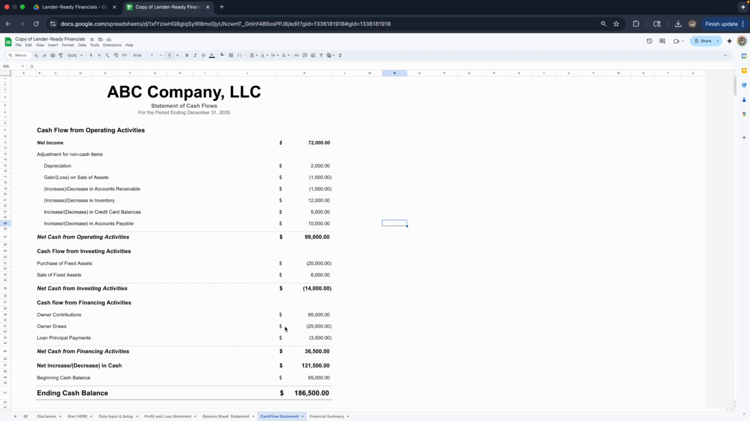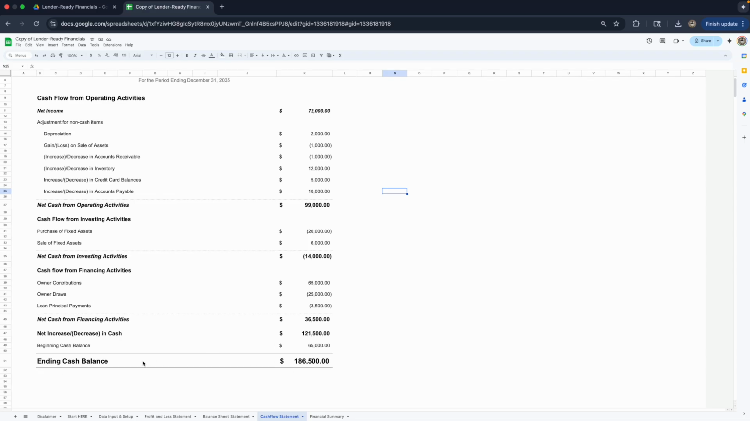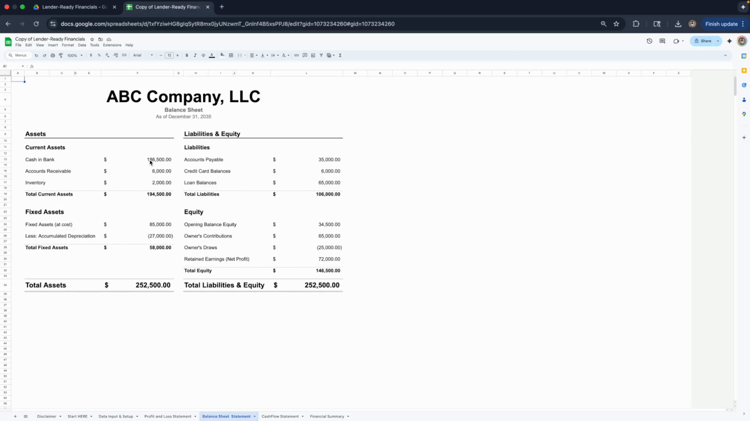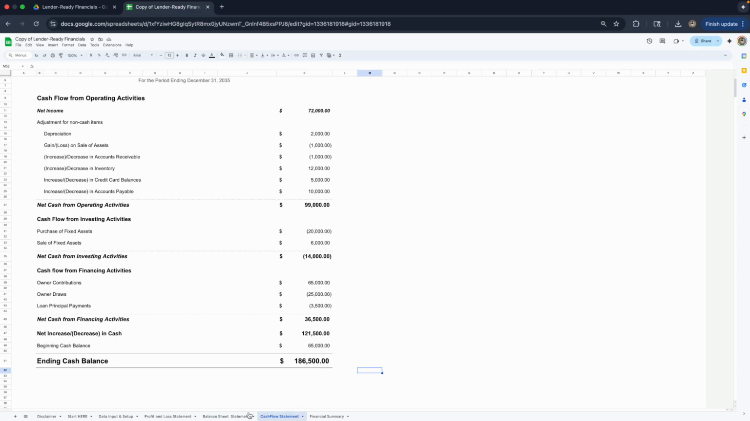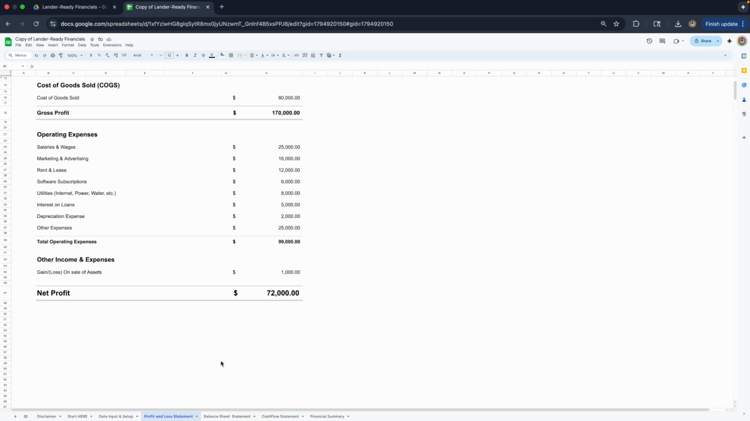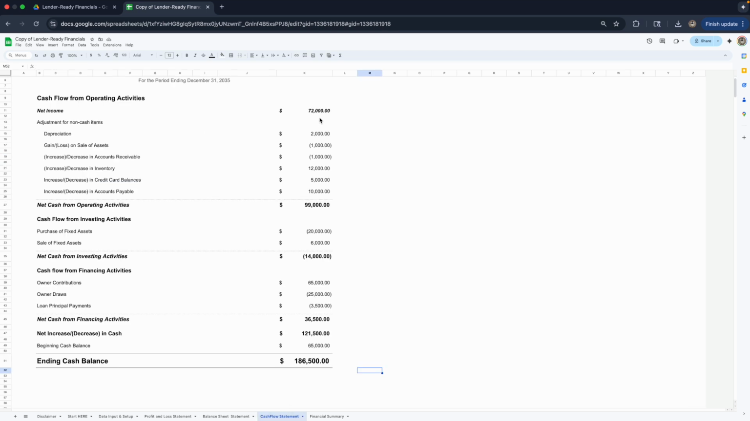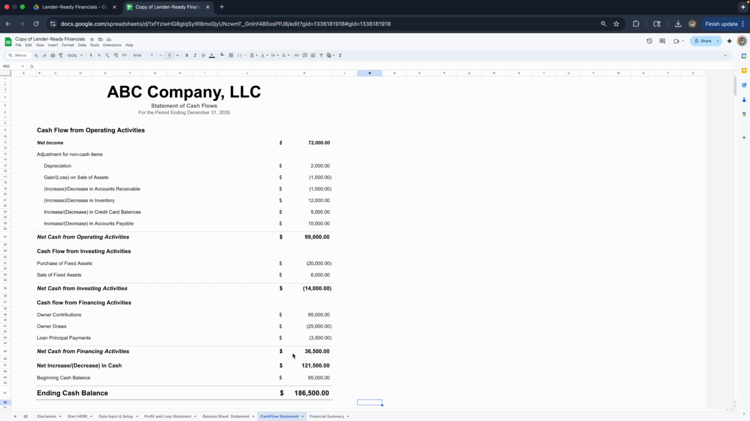So it creates the financial statements for you automatically. And as you can see, I want to point out, just look at this ending balance here, 186,500. You can see it goes to the balance sheet. So whatever your ending balance is, it should be your ending cash balance, right? And the other cool thing you can see is your net profit, right here, 72,000. It goes into your balance sheet, and also it goes into your cash flow. So you can see all the numbers tie out. So you have a very professional three financial report that all ties out to each other.